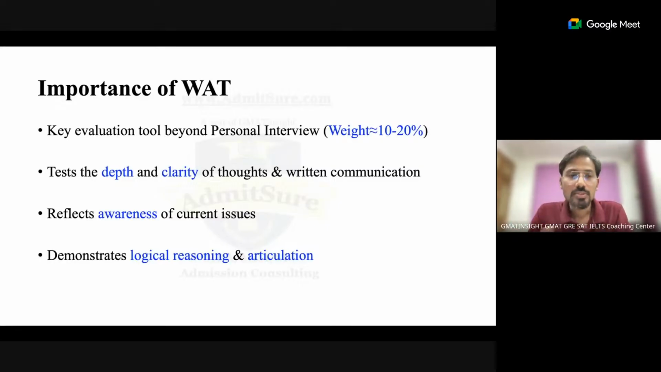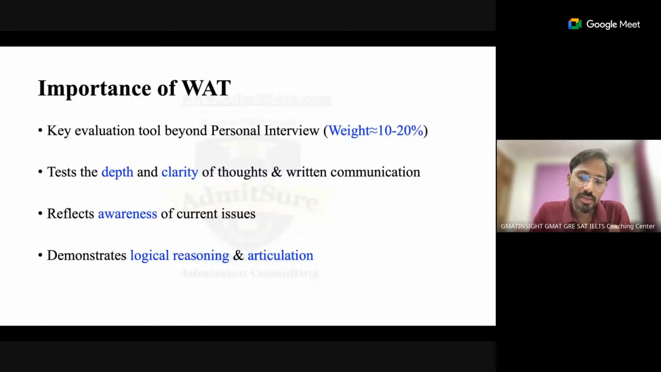What exactly the WAT is going to test is the depth and clarity of the thoughts and also the written communication. WAT is not about just writing in a very fancy way. It's not about simply communicating what you think, what your opinion is. It is about writing in depth.